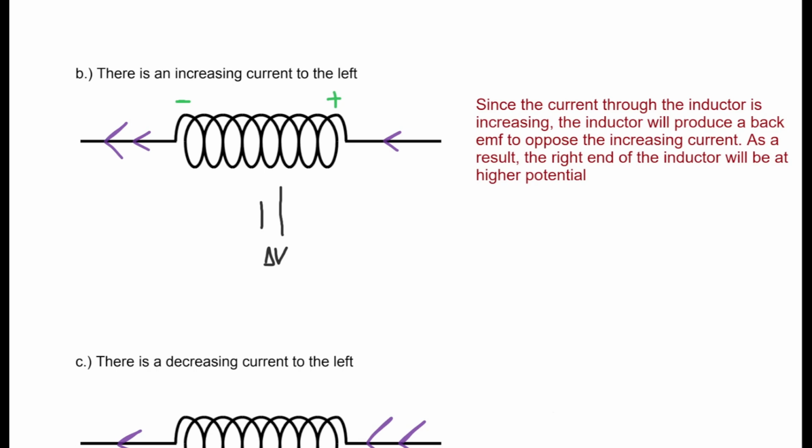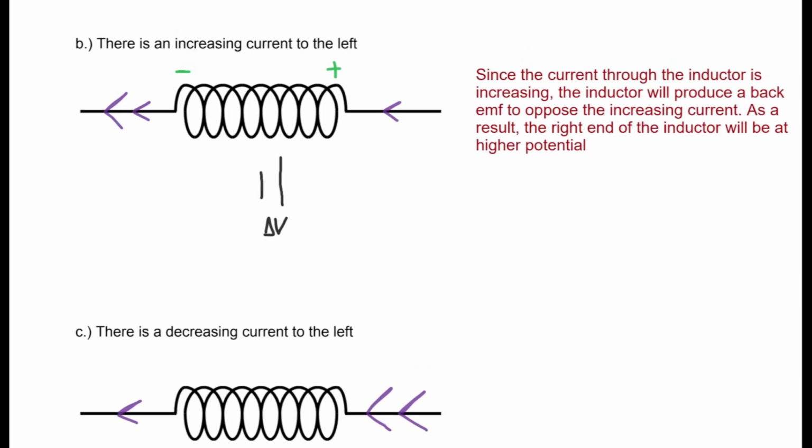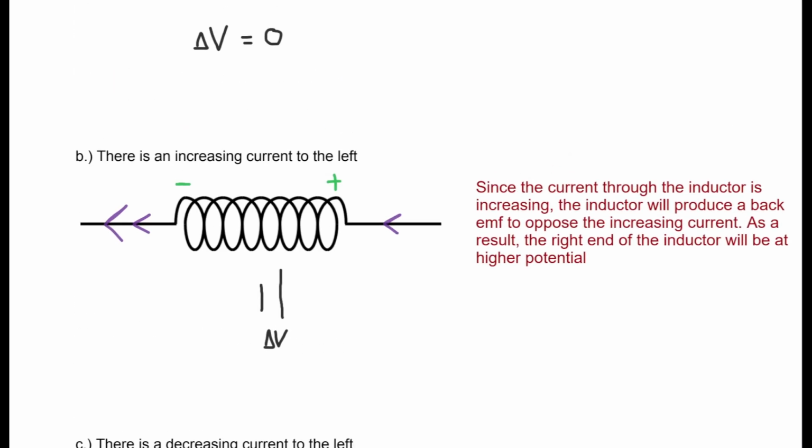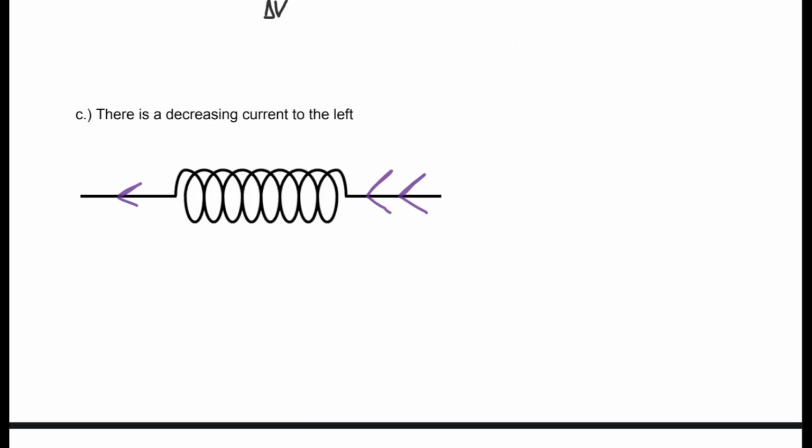So again, the current is increasing, so it produces a back EMF to oppose that increasing current, because current would flow from negative to positive. It's important to note that the current actually doesn't flow that way. Like there's not a backwards current that's being generated, but it is a difference in potential that's attempting to weaken the change.